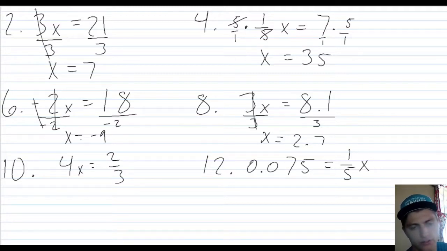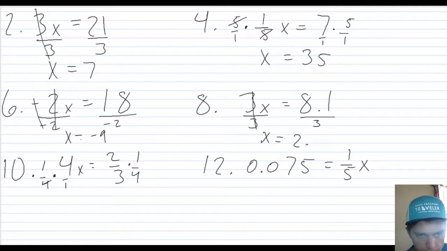4 times x equals 2/3. How do we undo multiplication by 4? We divide by 4. Since we have a fraction involved, let's use reciprocal. So instead of dividing by 4, we'll multiply by the reciprocal. What's the reciprocal of 4? It's 4/1. What's the reciprocal of 4/1? It's 1/4, so we'll multiply by 1/4. What we do to one side, we've got to do to the other. Cancel, cancel, we're left with x.